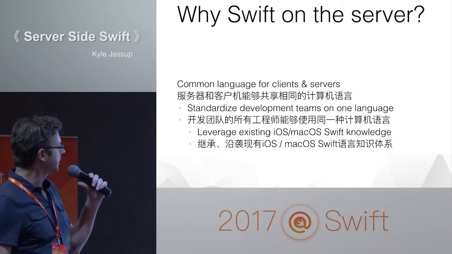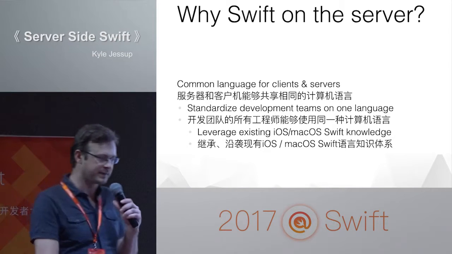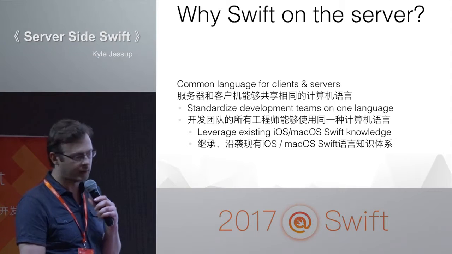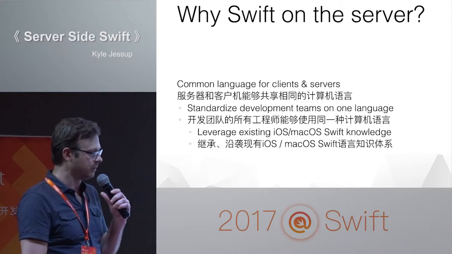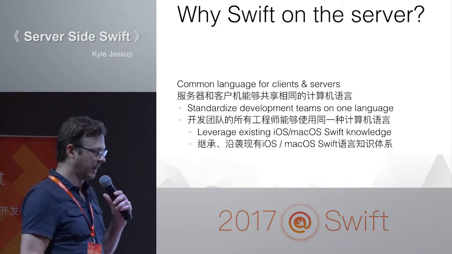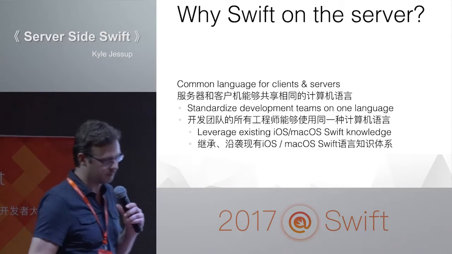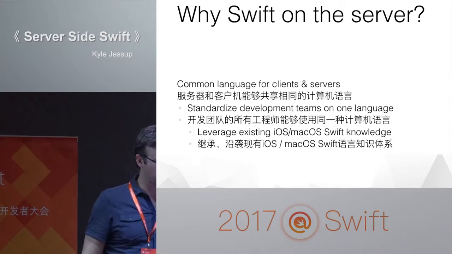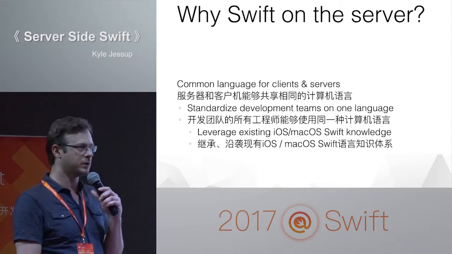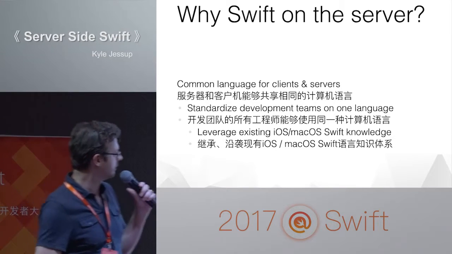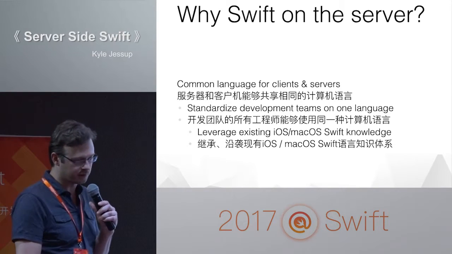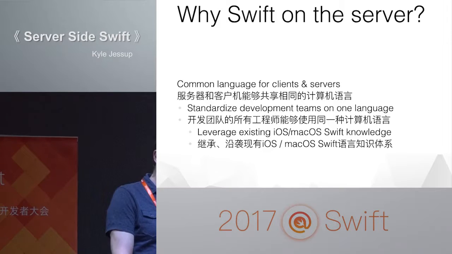And the other benefit for using Swift on the client and server is that you can standardize your development teams to a specific language. Instead of having to use, say, JavaScript, Ruby, Python, and Swift to pull together your multi-component system, servers and clients, you standardize on one language, which I think will ultimately be a pretty decent one. So you really leverage all your existing knowledge when you move to writing server-side software.